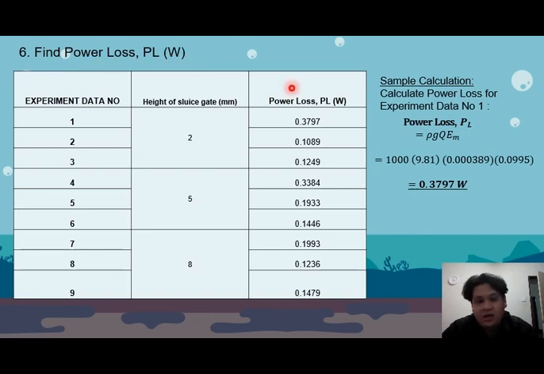We use experiment data number 1 to find the power loss as the sample calculation. We use this equation to find power loss, which is density times gravity times discharge times the energy dissipated. The density of the fluid, which is the water, is 1000, times 9.81, times its discharge, which is 0.000389, and the energy dissipated 0.0995, and the power loss that we got is 0.3797 watt.